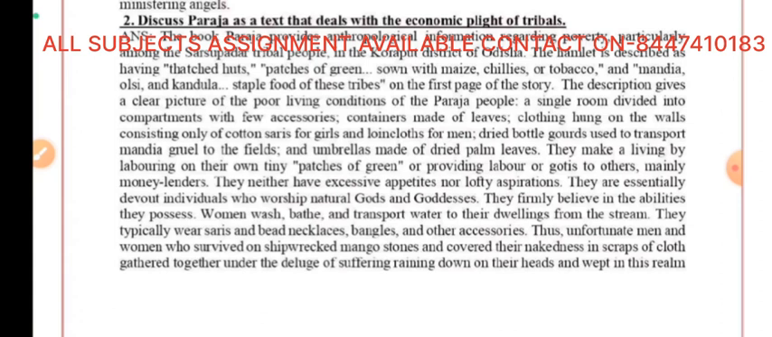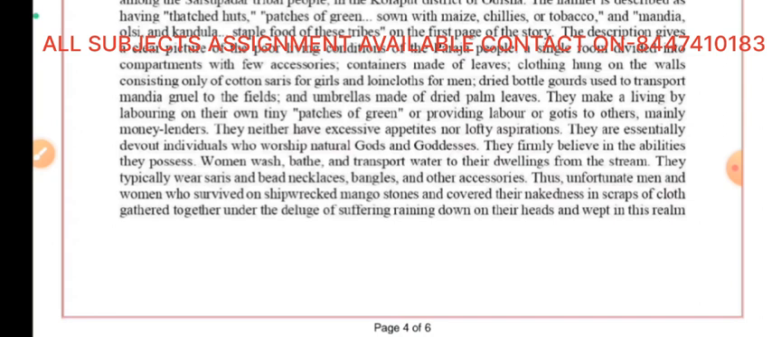On the first page of the story, the description gives a clear picture of the poor living conditions of the Paraja people. A single room divided into compartments with few accessories, containers made of leaves, clothing hung on the walls, consisting only of cotton saris for girls and loin clothes for men. Dried bottle gourds used to transport mandia gruel to the fields, and umbrellas made of dried palm leaves. They make a living by laboring on their own tiny patches of green or providing labor to others, mainly money lenders.